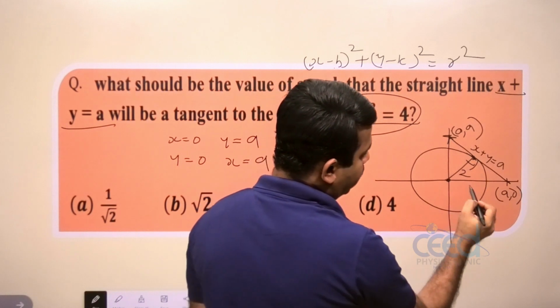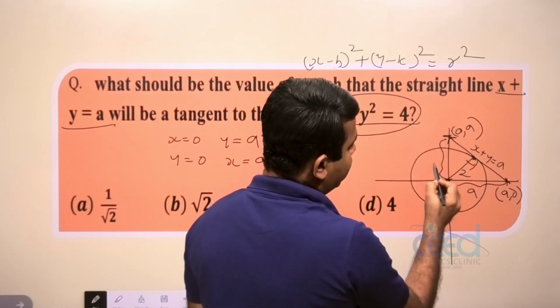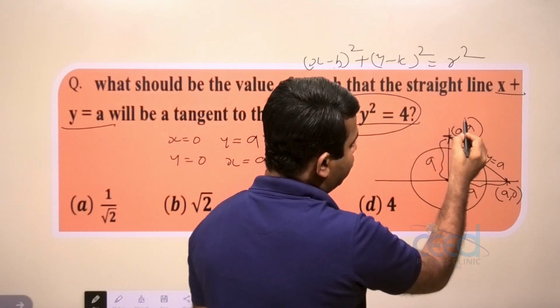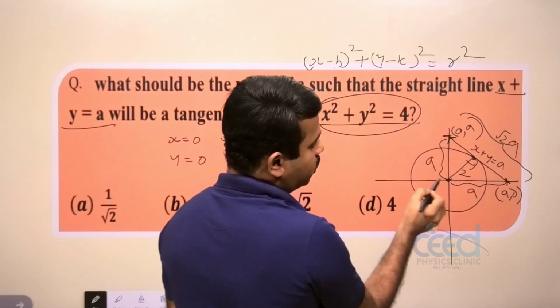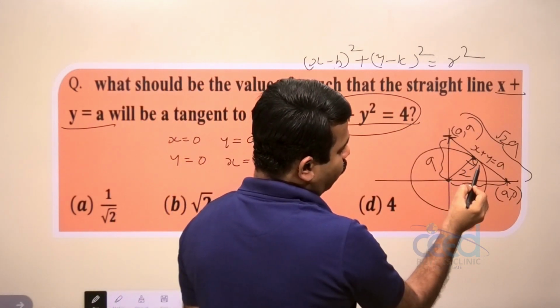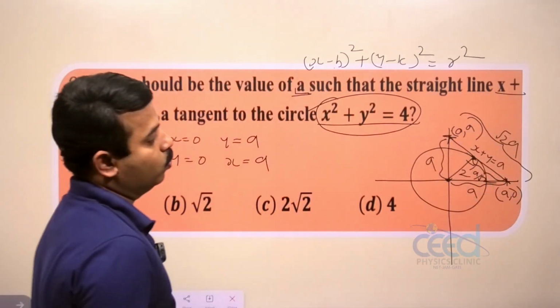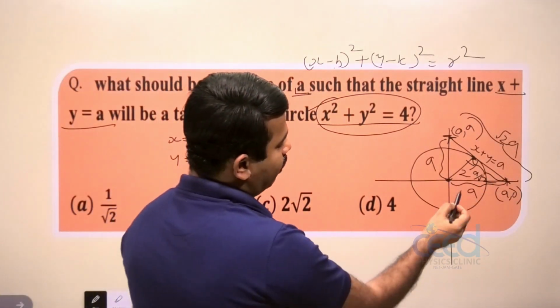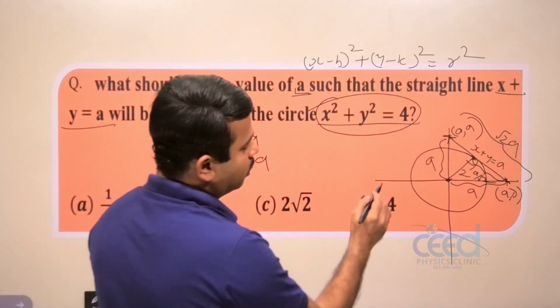So this length is a, this length also a. Then what should be this complete length? That is root 2 a, by Pythagoras theorem. Then if this is root 2 a, what about this length? That is a by root 2. Now you can apply this to find the a value, which is the only thing they are asking.